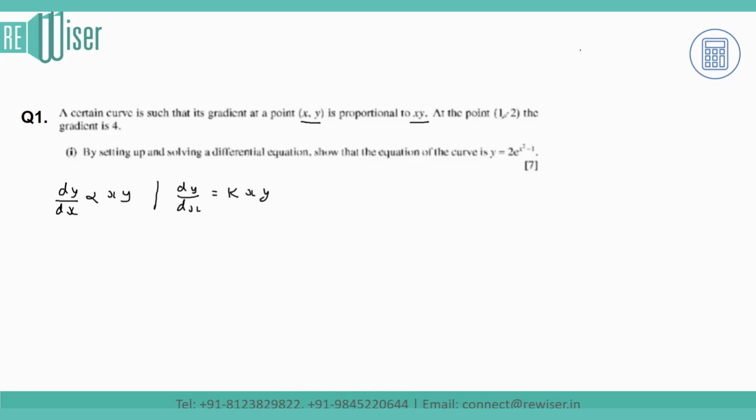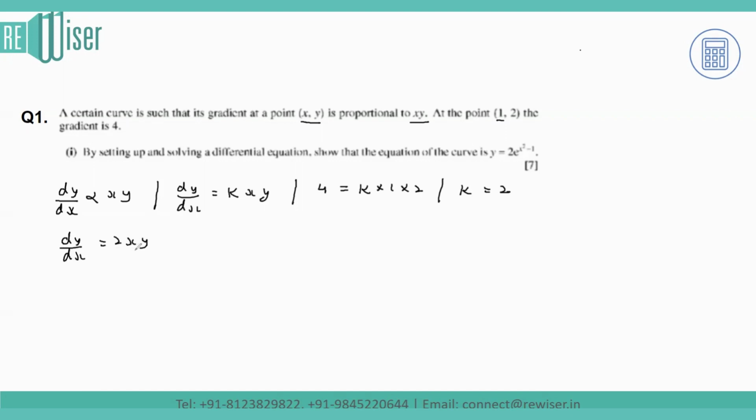At the point (1, 2), that means the value of x is 1 and the value of y is 2. The gradient is 4. So if I put the values in, 4 equals k times 1 times 2. So the value of k that we got from here is 2. So our given equation becomes dy/dx equals 2xy.